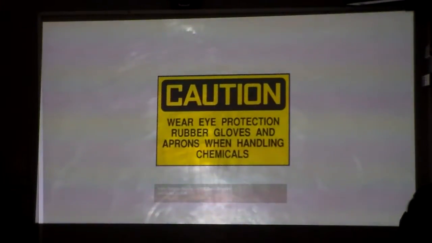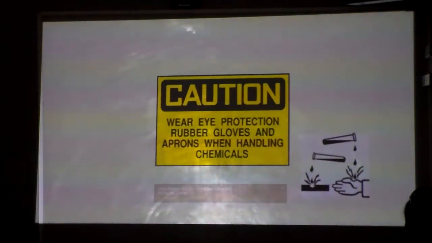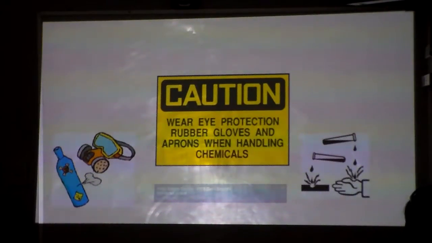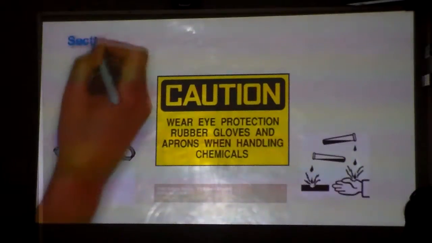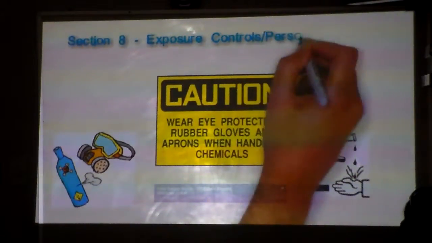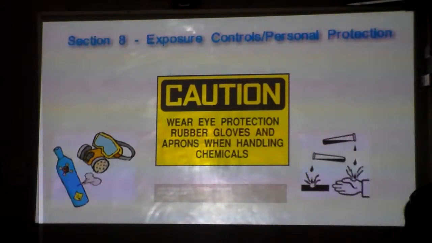When using this product, what personal protective equipment should we be using? Should we use special gloves, splash goggles, or protective clothing? What should we do to prevent exposure to any hazardous chemicals in the product? Will we need to provide extra ventilation? Section 8, Exposure Controls, Personal Protection, tells us what we need to do to engineer a safe environment when using the chemical.